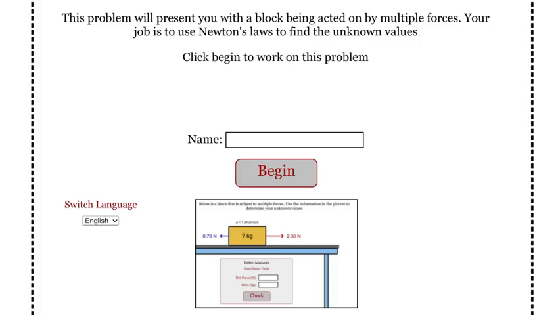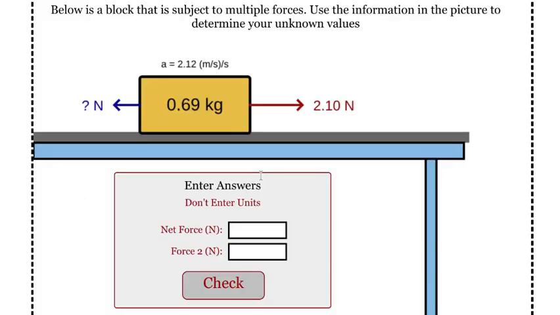In this sim problem, you're going to be given either two forces and a mass, and you need to find the net force and the acceleration, or some combination of variables like that. You might get one force, an acceleration, and a mass, and need to find the third force. It's going to change every time someone opens up the sim or refreshes it. So when you get to the link, put your name in, hit begin.